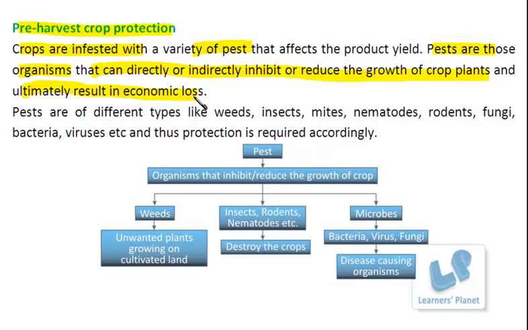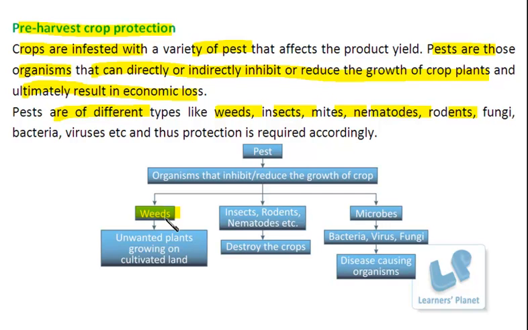These pests can be of different types, like weeds, insects, mites, nematodes, rodents, fungi, bacteria, viruses, and so on. The list is of course endless. As in the chart shown here, it is showing the different types of pests. The pest which is reducing the growth of the crop, the first category is the weeds.